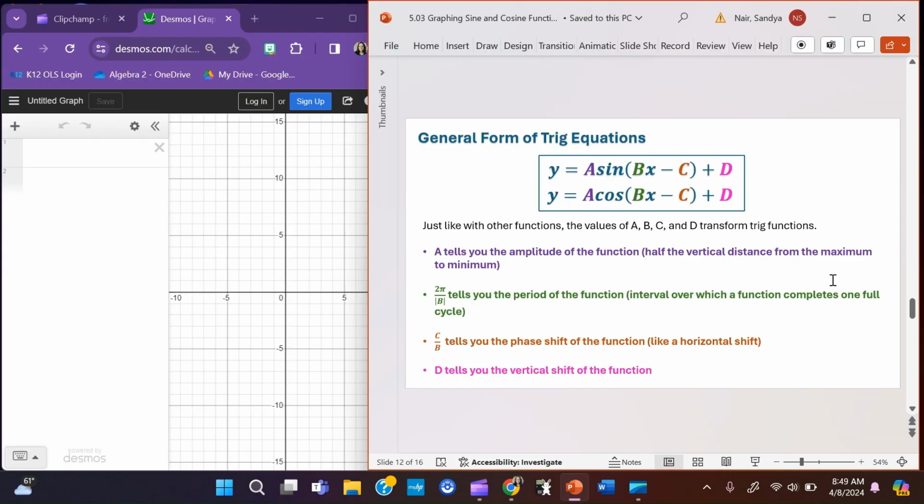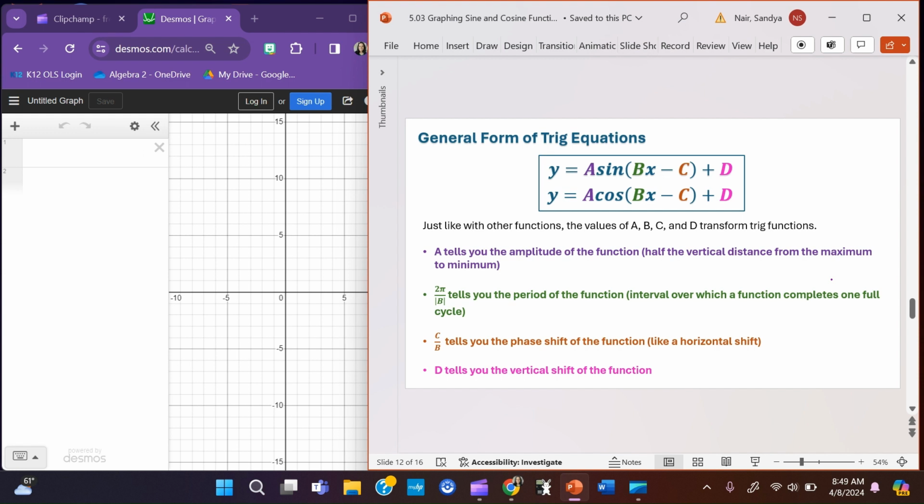So we also have general form of the trig equations. We have y equals a sine bx minus c plus d, and we have y equals a cosine bx minus c plus d. So just like when we talked about transformations with other functions, the values of a, b, c, and d will transform trig functions. But we have a little bit different vocabulary when we're talking about trig functions because the shapes of the graphs are a little bit different.